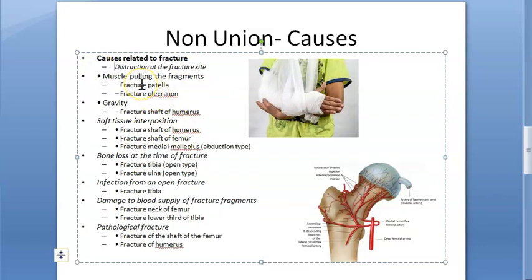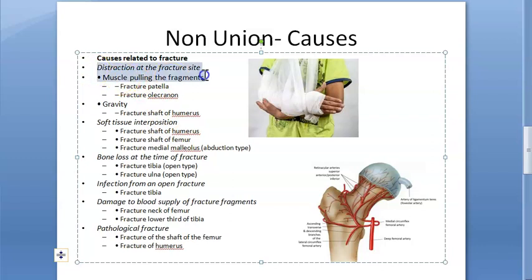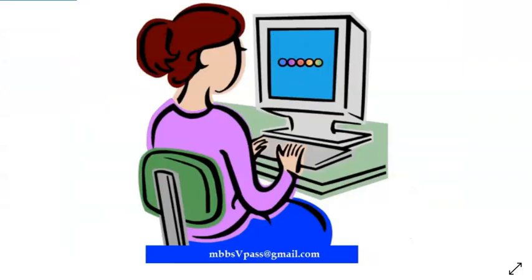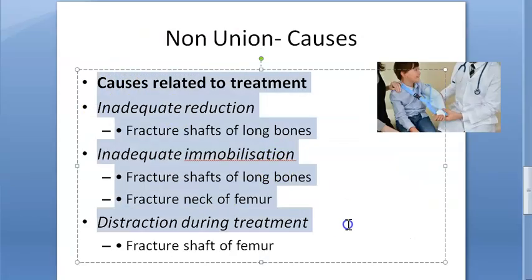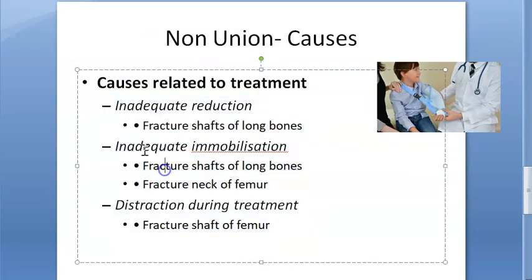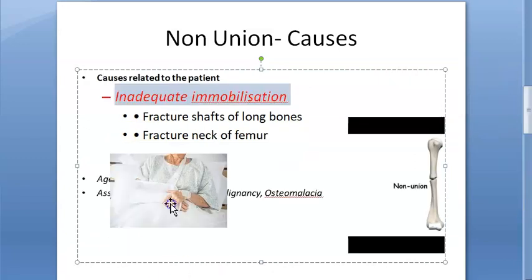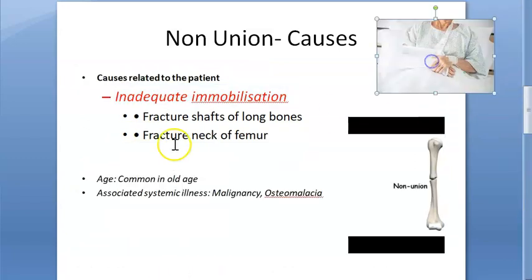Where was this? The main thing they are saying is insufficient immobilization. They have put it under treatment, but I would put it under the patient actually. Inadequate immobilization is very important, isn't it? Otherwise, how will it unite?